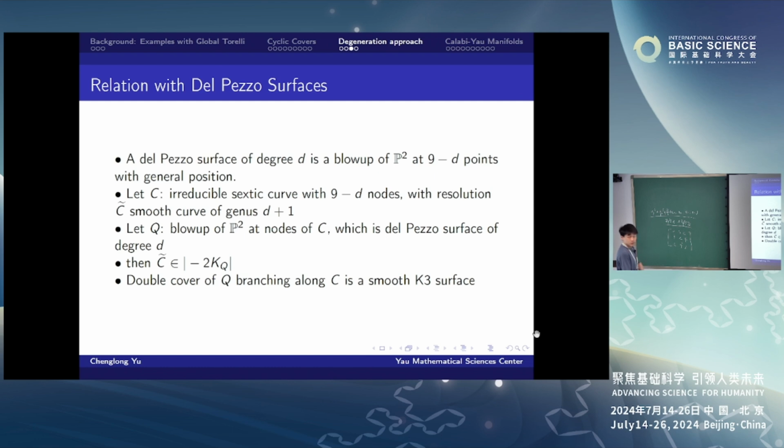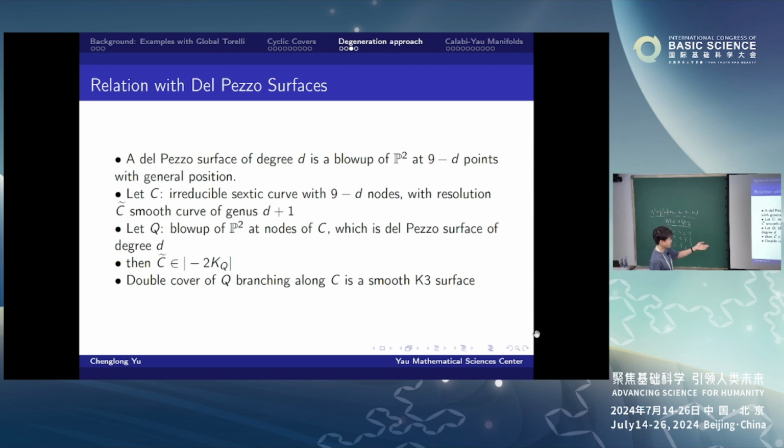Alright, so maybe let me say a little bit more about the relation to Deligne-Mostow surfaces. We know that a Deligne-Mostow surface of degree D is a blow up of P2 at 9 minus D points in general position. Here, it's also related to sextic curves. We can consider irreducible sextic curves with 9 minus D nodes. Then the resolution of C tilde is a smooth curve of genus D plus 1. And we blow up those nodes, we will get a Deligne-Mostow surface.